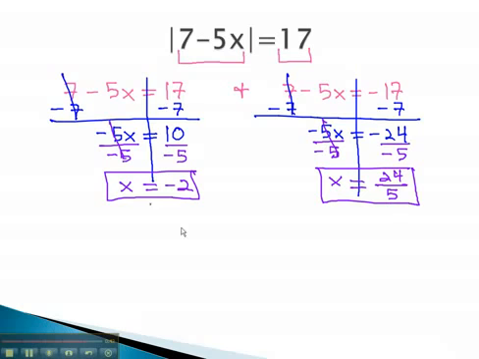If we were to plug the first solution into the problem, negative 2, we would have negative 5 times negative 2, which is positive 10, plus 7. The absolute value of 17 is 17. Similarly, if we plug the 24/5 in for x, we would end up with negative 24. Plus 7 would be negative 17, and the absolute value would make it positive 17. With absolute value, it's important to remember that we have two solutions, one from the positive and one from the negative number.